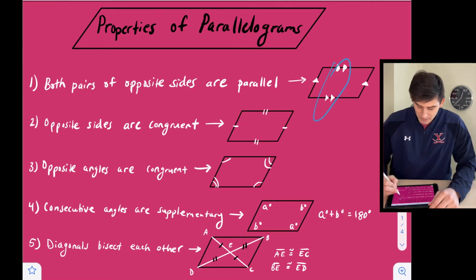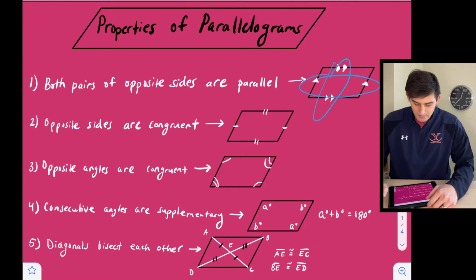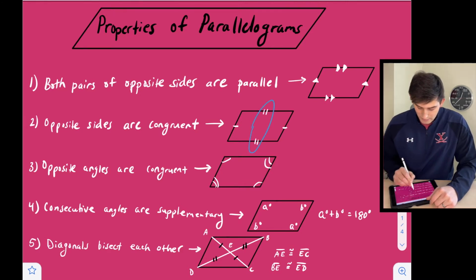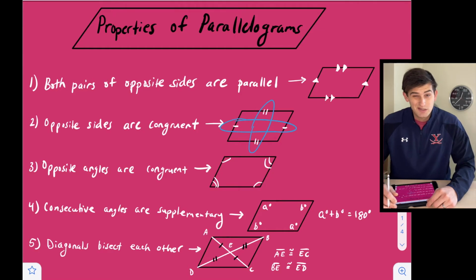So that's what we see with these markings right here. Some arrows, those are saying both sides are parallel. That's just the definition of a parallelogram. The second one, opposite sides are congruent. So if we do have a parallelogram, then its opposite sides are going to be congruent. That's what those tick marks mean.